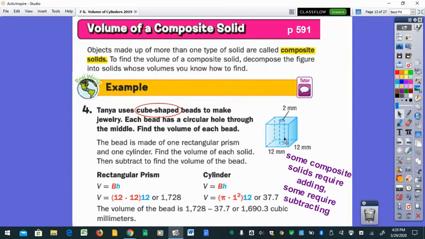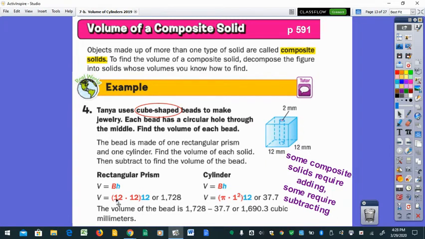So here's the first problem. You can see that it is a cube shaped bead, and it has a cylinder drilled through it. So there's a hole here that's in the shape of a cylinder, and we want to find the volume of the bead. So basically we need to find 2 volumes. We need to find the volume of the cube, which is going to be 12 by 12, and since it's a cube, its height would also be 12.